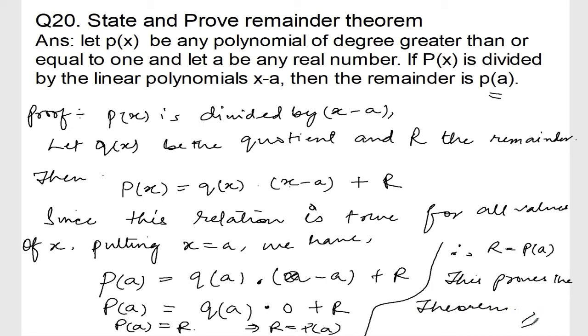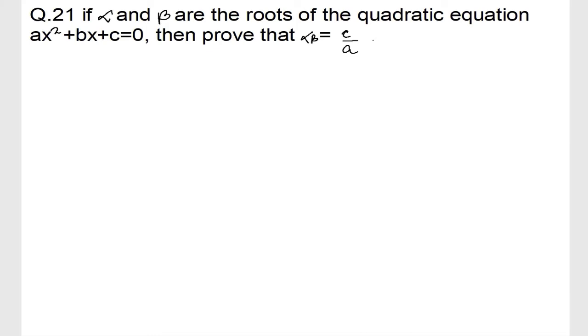I hope you understood this one and get behind it, try to understand it. You are going to get 3 marks for this question. Now let us do the next question, question number 21, same year 2011, carrying 3 marks. If alpha and beta are the roots of the quadratic equation ax square plus bx plus c, then prove that alpha into beta is equal to c divided by a. Solution.